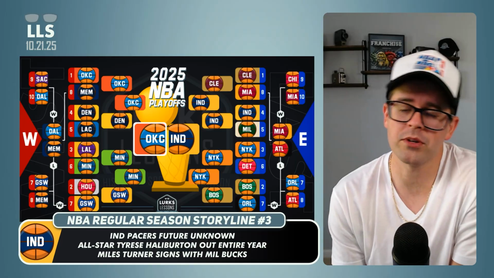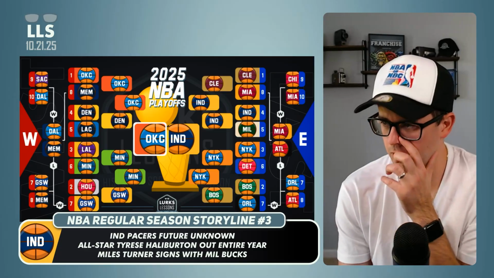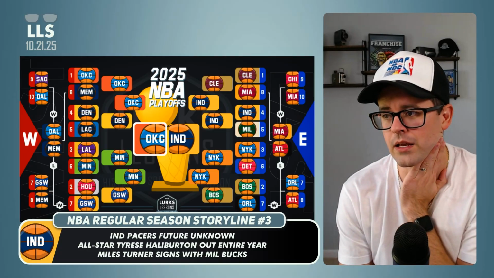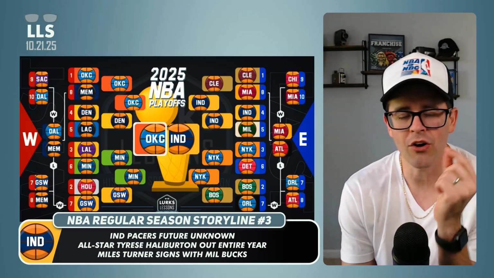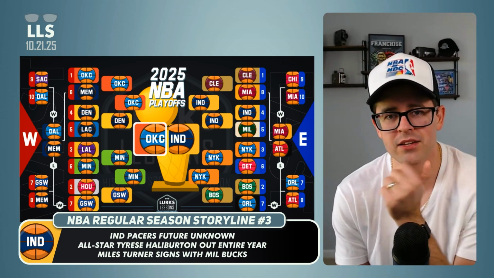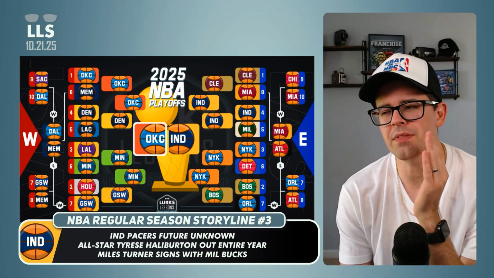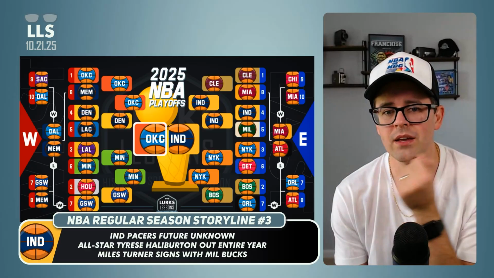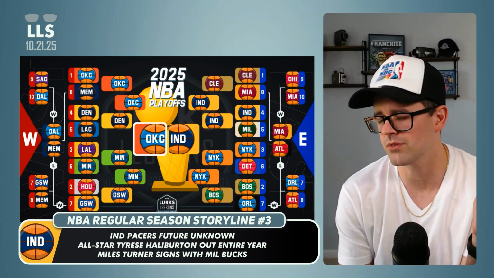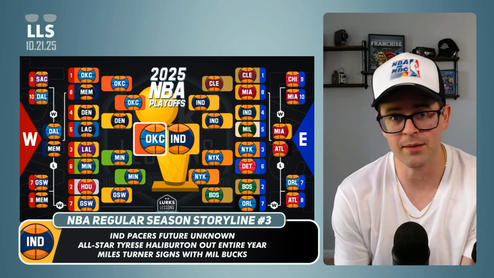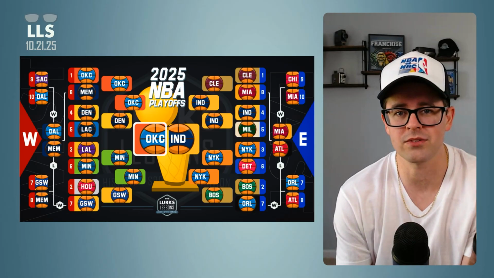And the last point I want you to pay attention to is the Indiana Pacers. As you can see on the graph here, or on the bracket, they were the 4th seed. They made it all the way to the NBA Finals. They were 1 game away from winning their first NBA championship in league history, but they lost to the Thunder in 7 games. Out of that experience, they lost their all-star guard, Tyrese Halliburton, for the entire year. He had sustained a terrible leg injury during Game 7 of the NBA Finals.